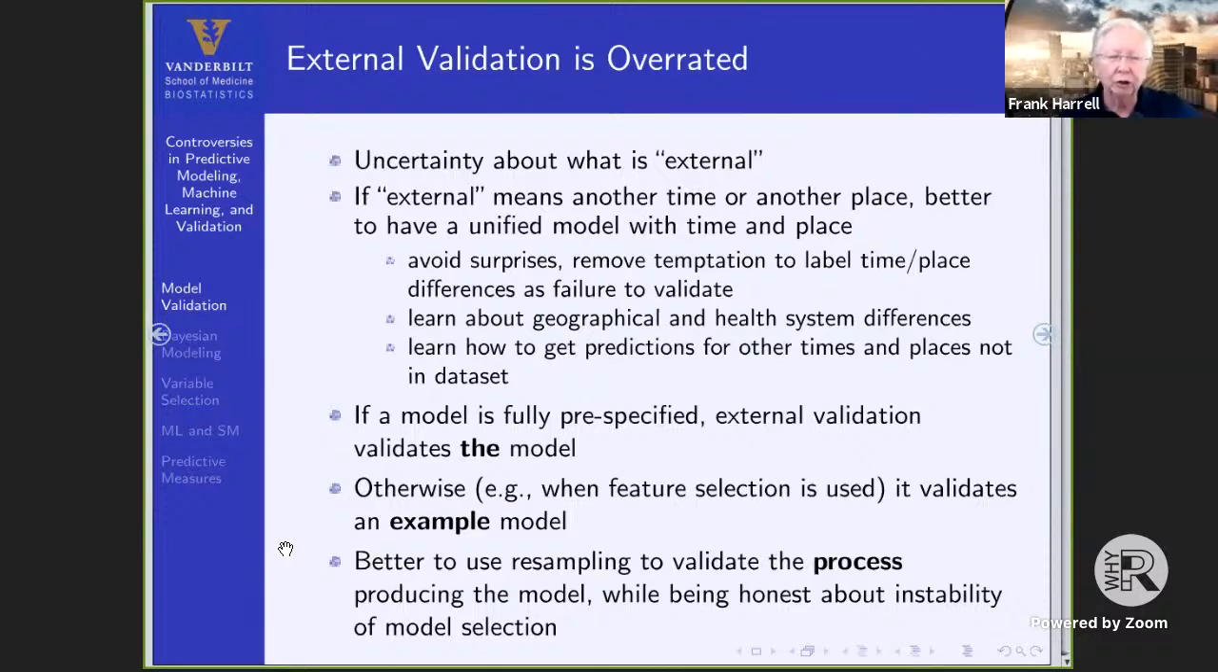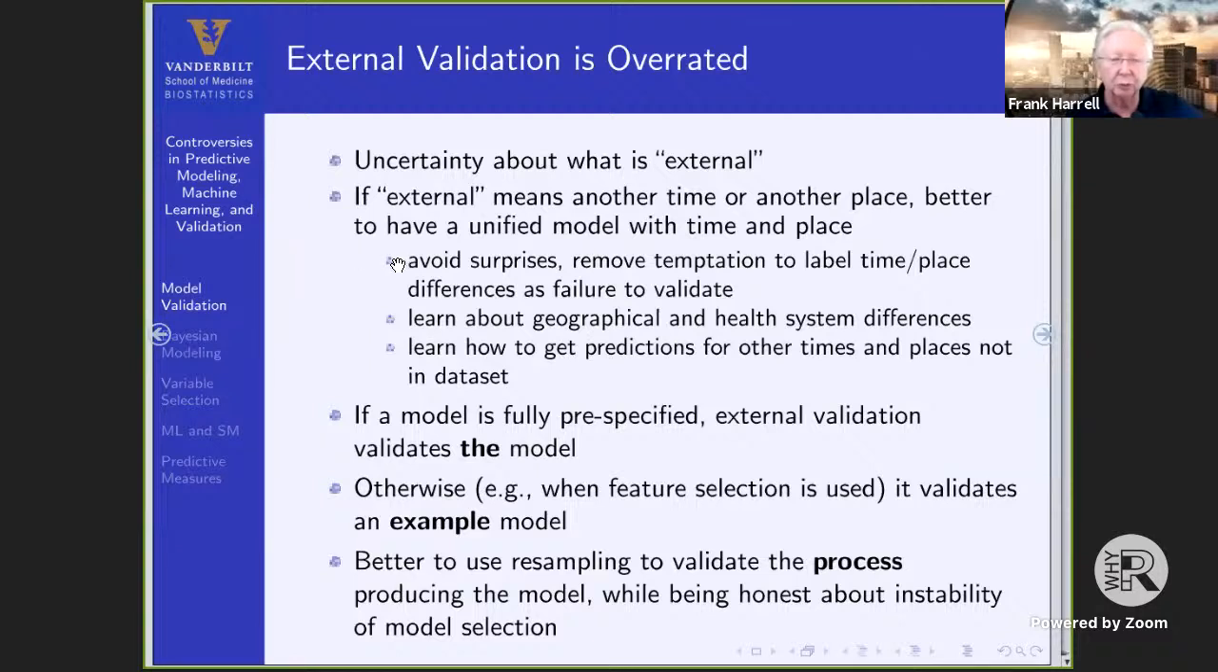There are people that are taking a stream of data and splitting it into two parts and calling that external validation, which is not external validation. But there's uncertainty about what we mean by external. Many people take external to mean in another time or another place. And if you're really trying to show that your predictive model works in another country or another region or another time, it's much better to model time and region in your model than it is to be surprised.